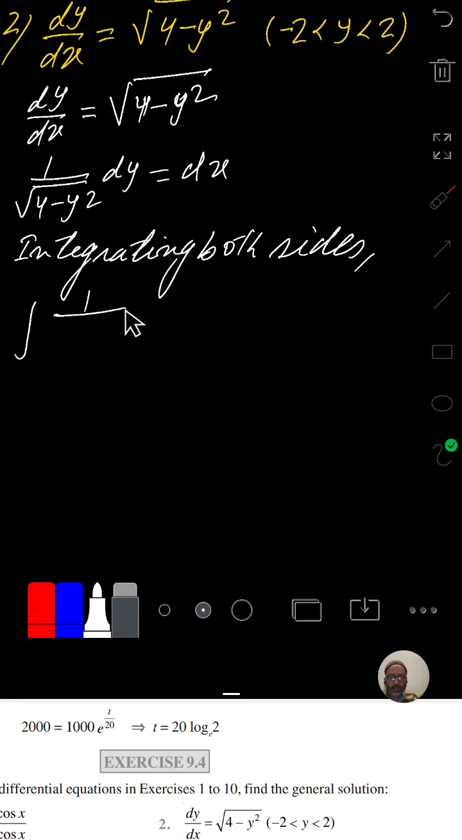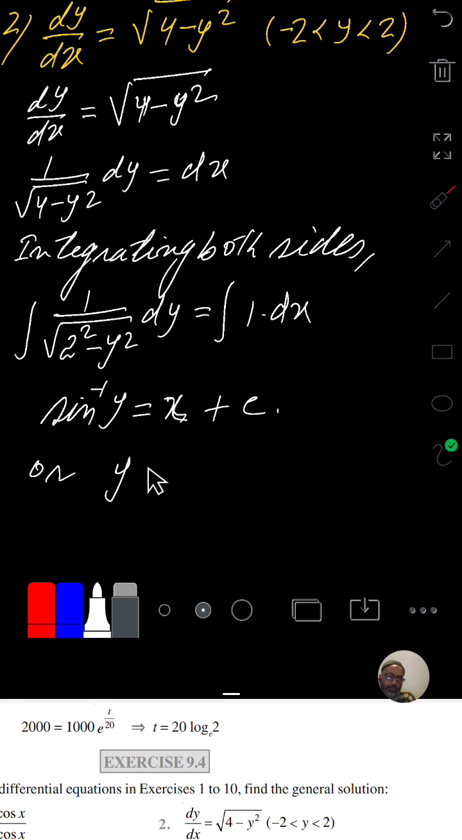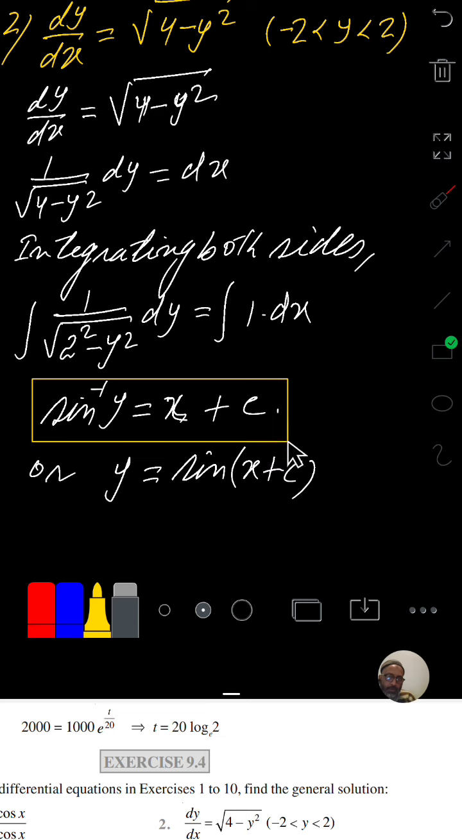Integral 1 upon under root 4, which may be written as 2 square minus y square dy, is equal to integral 1 dx. So integral of 1 upon under root 2 square minus y square is obviously sine inverse y is equal to x plus c, or y is equal to sine x plus c. So the required solution may be written as sine inverse y is equal to x plus c, or it may also be written as y is equal to sine x plus c.